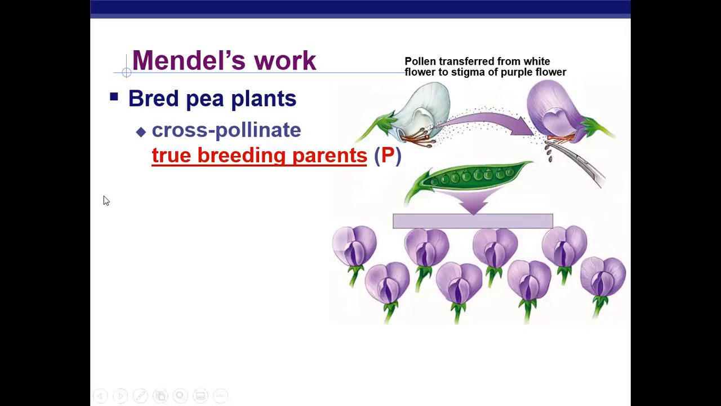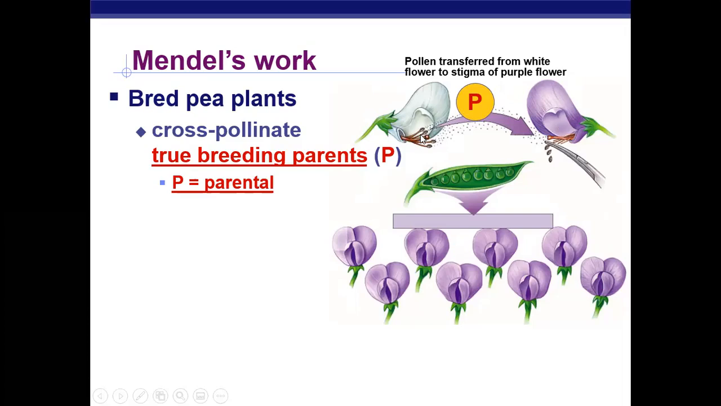And so what he actually did, he took true breeding parents. And what true breeding means, so here are our two parents, is that this parent will always give white flowers and always give white flowers and always give white flowers. And this parent always gave purple and purple and purple. And he wanted to see what happened when white pollinated purple. But how do you make sure that the pollen is coming from the white flower?